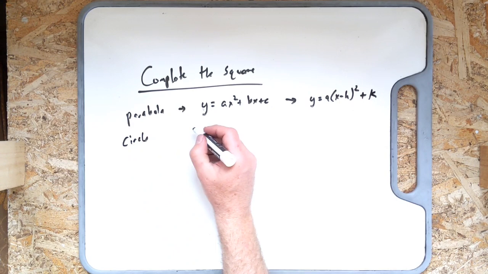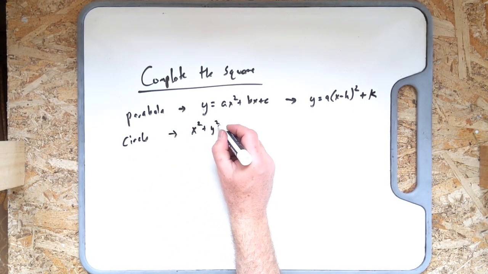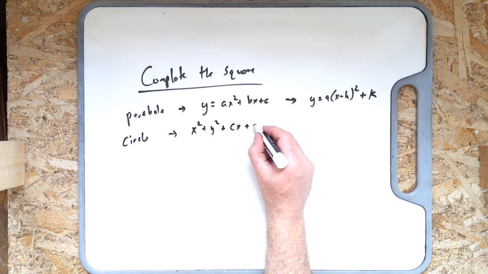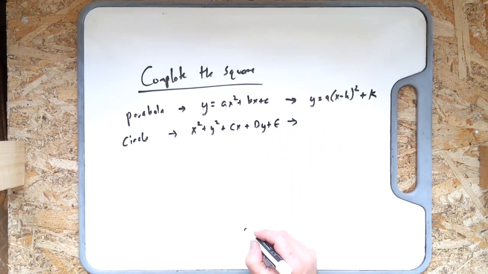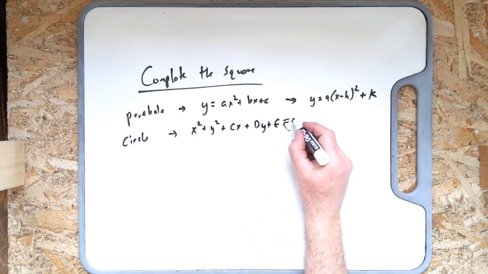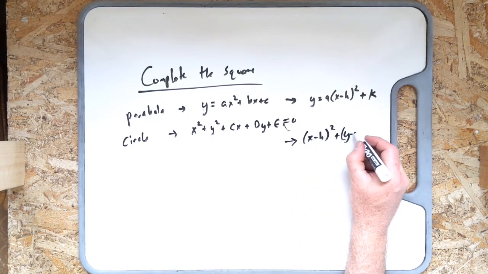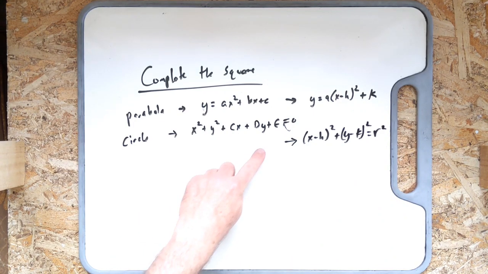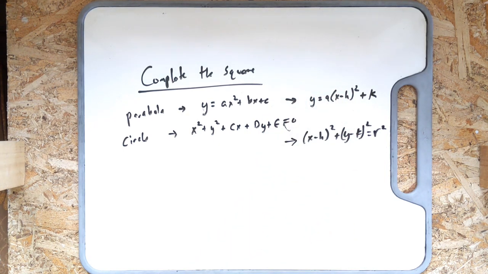For a circle, you're going from an equation which looks like x squared plus y squared plus cx plus dy plus e equals 0 to an equation which is x minus h squared plus y minus k squared equals r squared. And again, the whole point of this is more commonly how they are generated in physics, and this is what actually gives you the useful information.